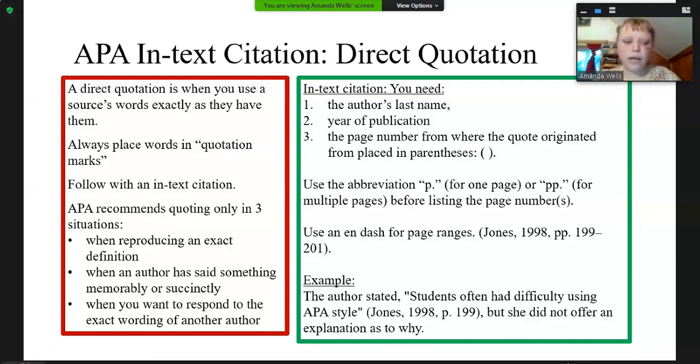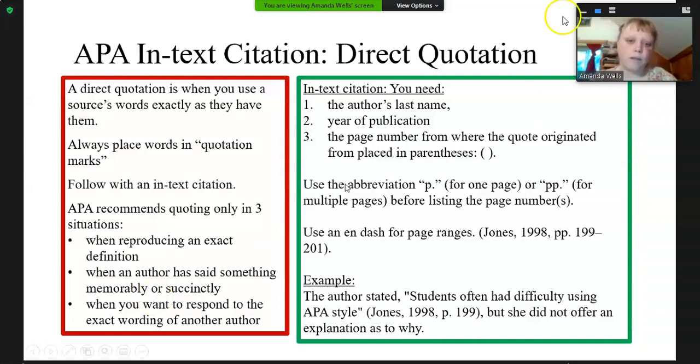You only want to do that in 3 situations. If you're doing an exact definition, or when an author said something memorable, or when you want to respond to exact wording. If it's perfect for what you're trying to say literally, then you can use the quotation marks. But you definitely want to try to use your own wording as much as you can.